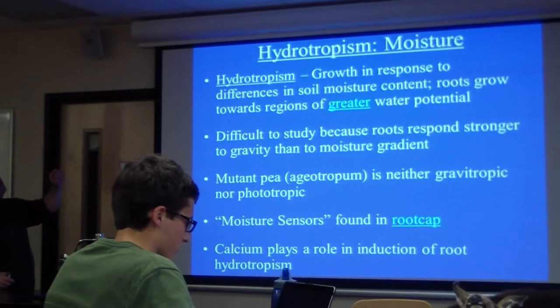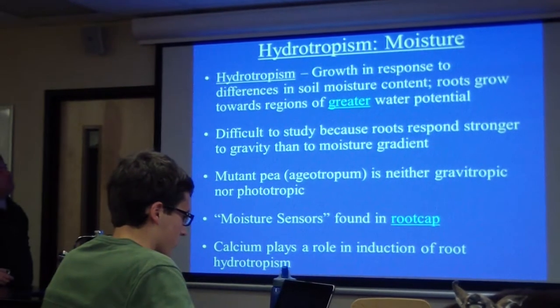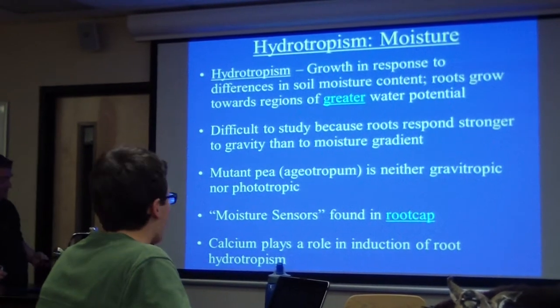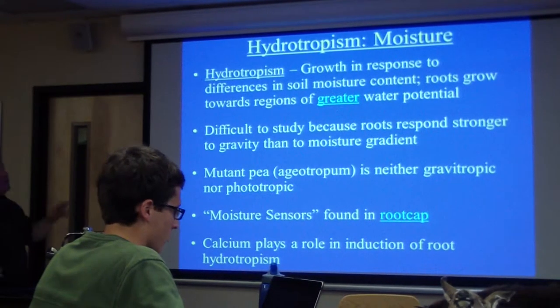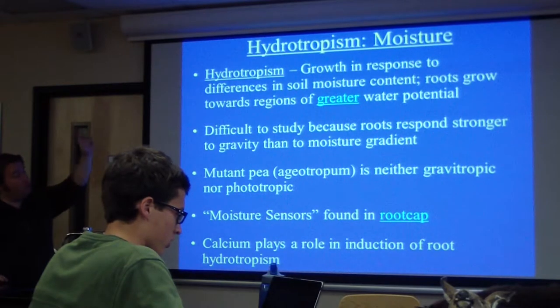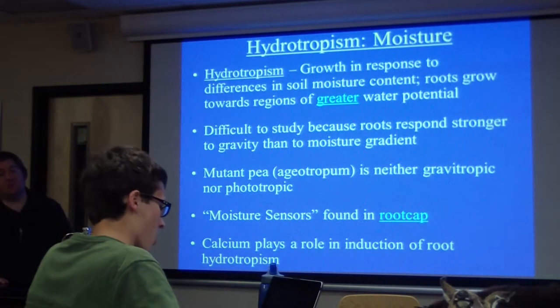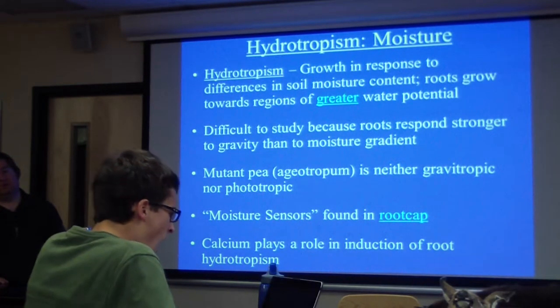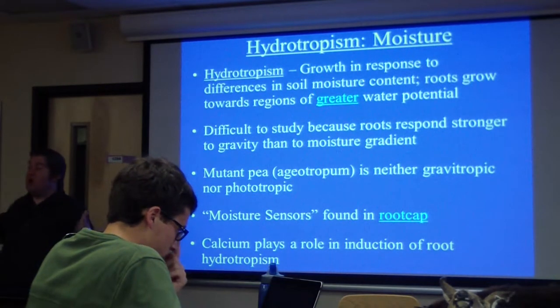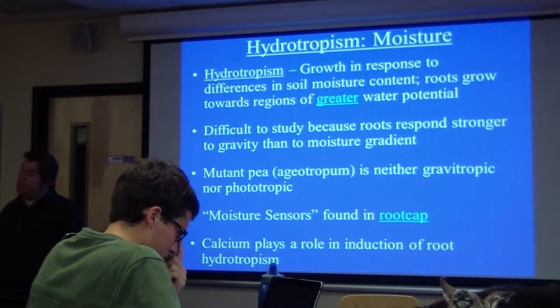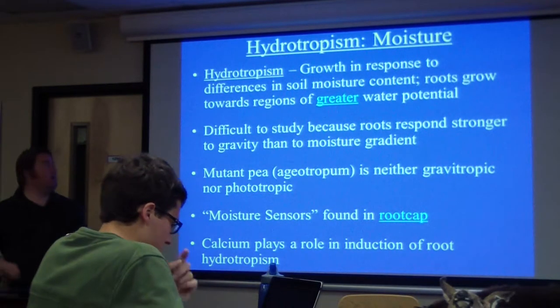All right, hydrotropism is growth in response to differences in soil moisture. So plants are responding to water levels as well. And as you can imagine, roots are growing towards regions of greater water potential. Right, so this is mainly impacting the roots. We would probably say that roots are positively hydrotropic. Of course, they're absorbing water. They're going to go find that water.